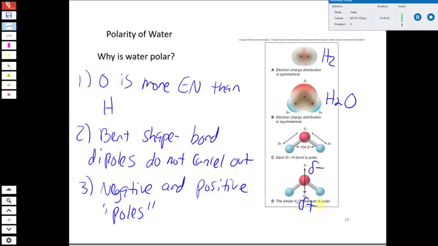And because you have this imbalance of charge, this partial negative and partial positive, water is going to be attracted to many solutes, especially if the solute is also a polar compound that has its own partial positive and partial negative regions, or if the solute is an ionic compound and has actual positive and negative ions. The poles in water are going to be attracted to those solutes and assist in the dissolving process.